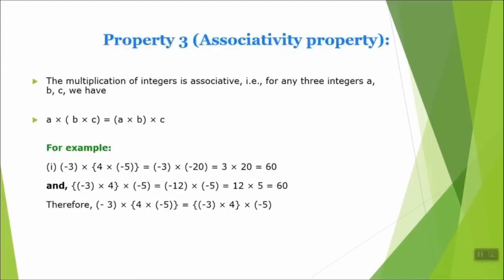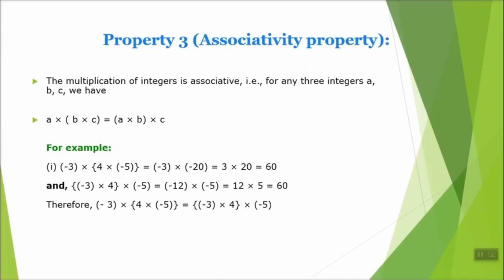Now, property number 3, the associative property, which states that if a, b, c are three integers, and if we change the order of the brackets, the product will remain unchanged. You can see in the example, the three integers are minus 3, 4 and minus 5. On the left hand side, I took the product of 4 and minus 5 first, which is minus 20. Then I found the product of minus 20 with minus 3, which is plus 60, since both are of the same sign.